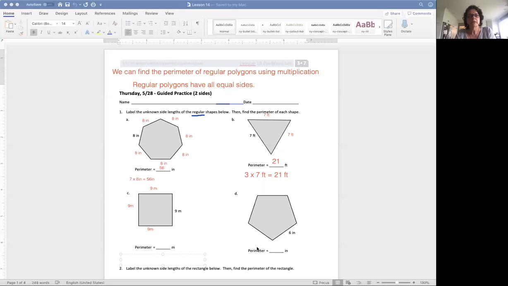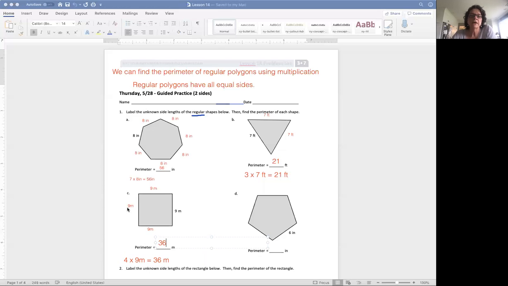And hopefully you came up with this number sentence. There are 4 sides. So we're going to take 4 as the number of groups times 9 meters is the size of each group, or the length of each side. And when we multiply 4 times 9 meters, we get 36 meters. Very good. And we can go back up here and put 36 in our blank.